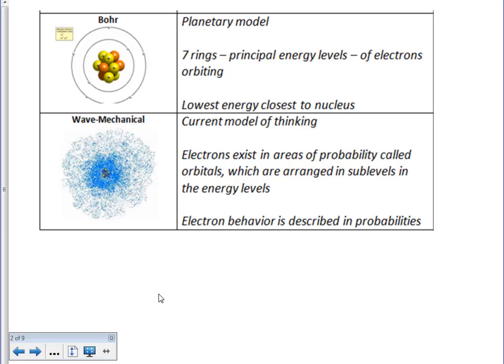The last model that we developed was the wave mechanics model. Okay, that's the current model of thinking. Electrons exist in areas of probable location. We call these orbitals. They're arranged in sublevels. We know that we have the S, P, D, and F sublevels based off of where you are on the periodic table. And the last part about that is that we know electrons behave as probability. Okay, so we don't know exactly where they're going to be, but the darker the color, the higher the probability of the location of those electrons.